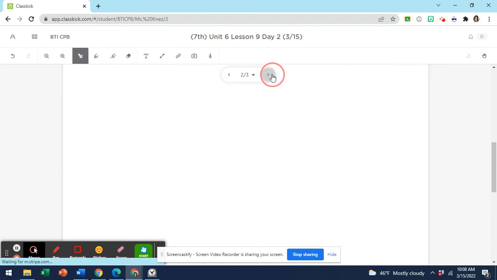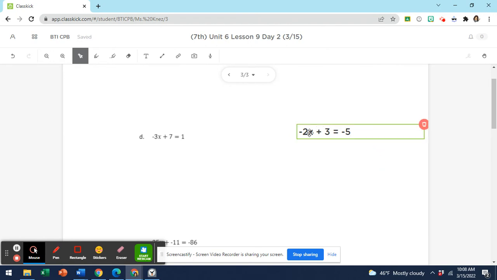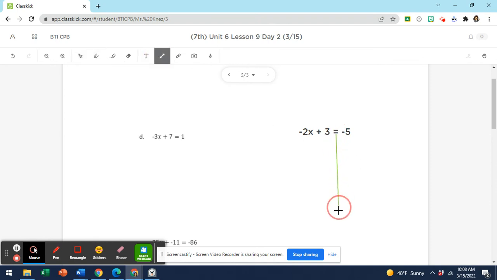Let's take a look at something a little bit more challenging, like what you'll be encountering on slide 3. Let's say, for example, that I have negative 2x plus 3 equals negative 5. In these sorts of situations, you can't get x by itself in only one step because you need to get negative 2x alone first. And so I'm going to draw my line underneath the equal sign again. And again, my first goal is to get this negative 2x by itself. And so I'm going to subtract 3 from both sides.